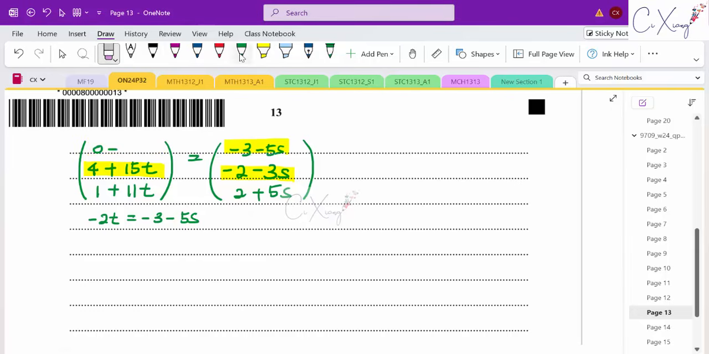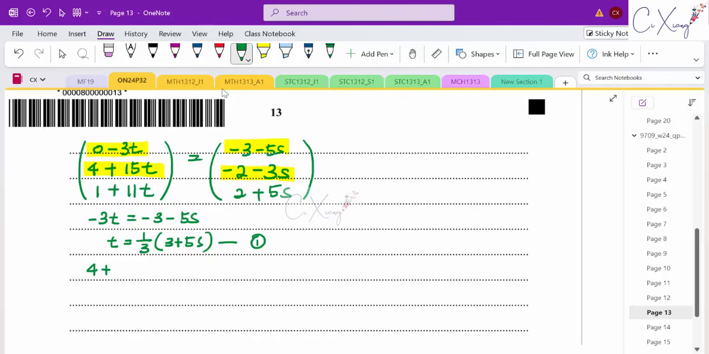Then this one is 0 minus 3t. Okay. Then after that, this part also is negative 3t. Okay. So I'm having negative 3t equals to negative 3 minus 5s. Therefore, the t is 3 plus 5s over 3. And this is the first equation. Okay. After that, I want to use the second equation.